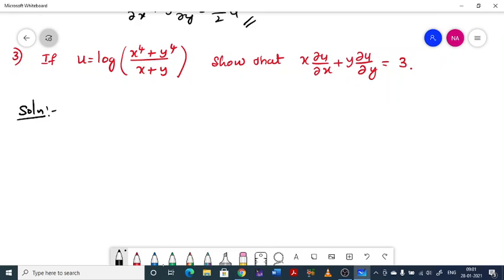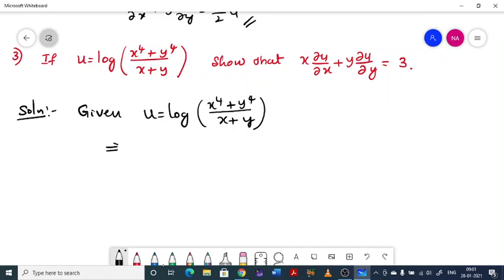As I said in the previous class, if you have a function that involves logarithmic or inverse functions, then I have to take that to the other side. So here, given u equal to log of (x power 4 plus y power 4) divided by (x plus y), taking exponential on both sides, I can write this as e power u equal to (x power 4 plus y power 4) divided by (x plus y).